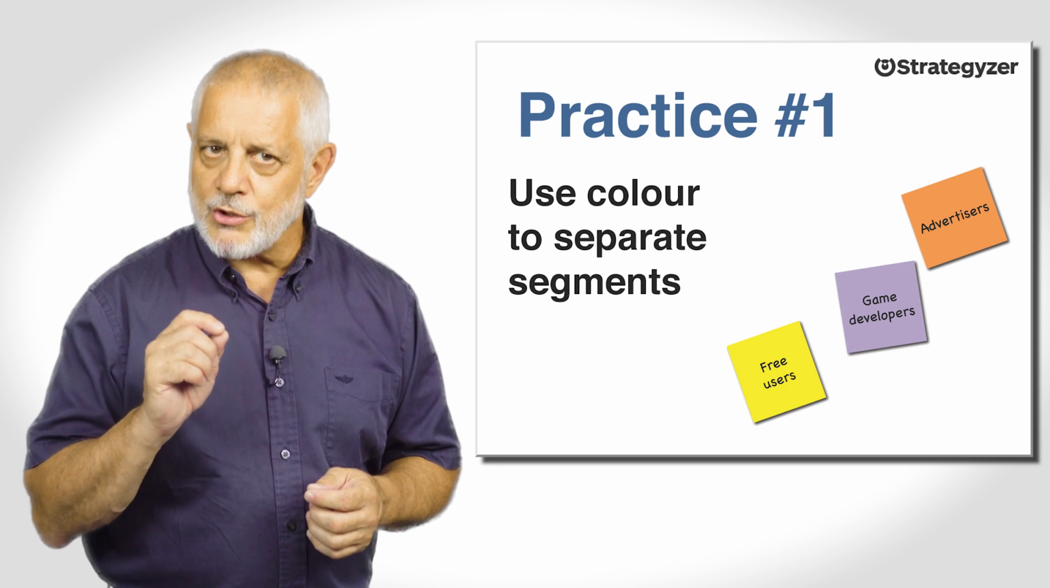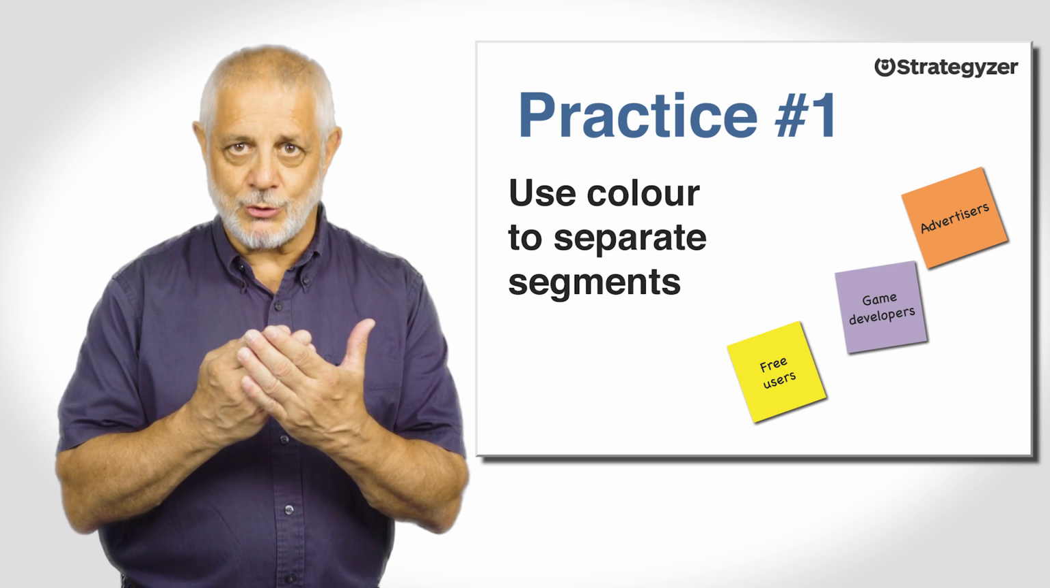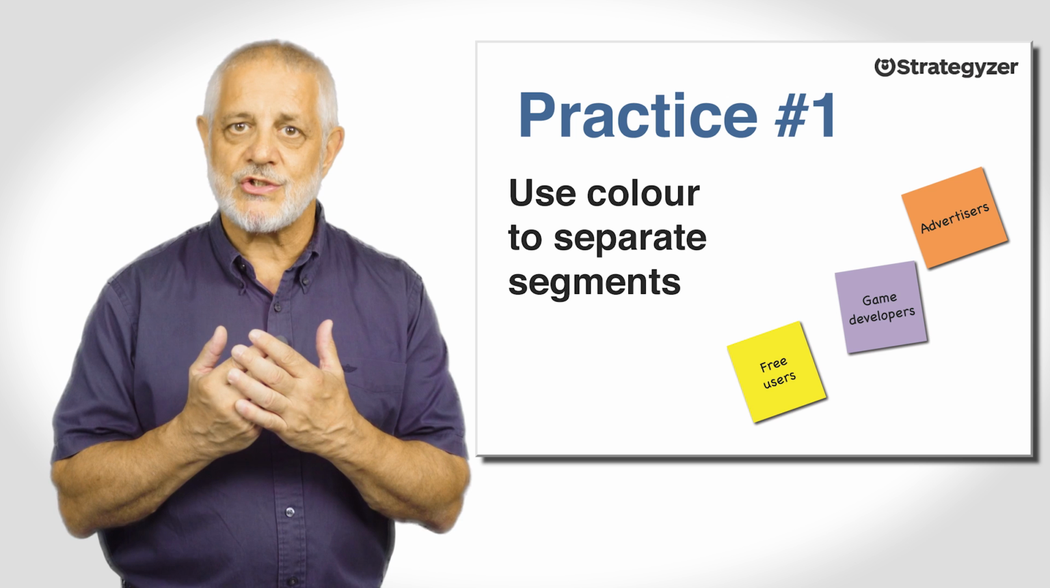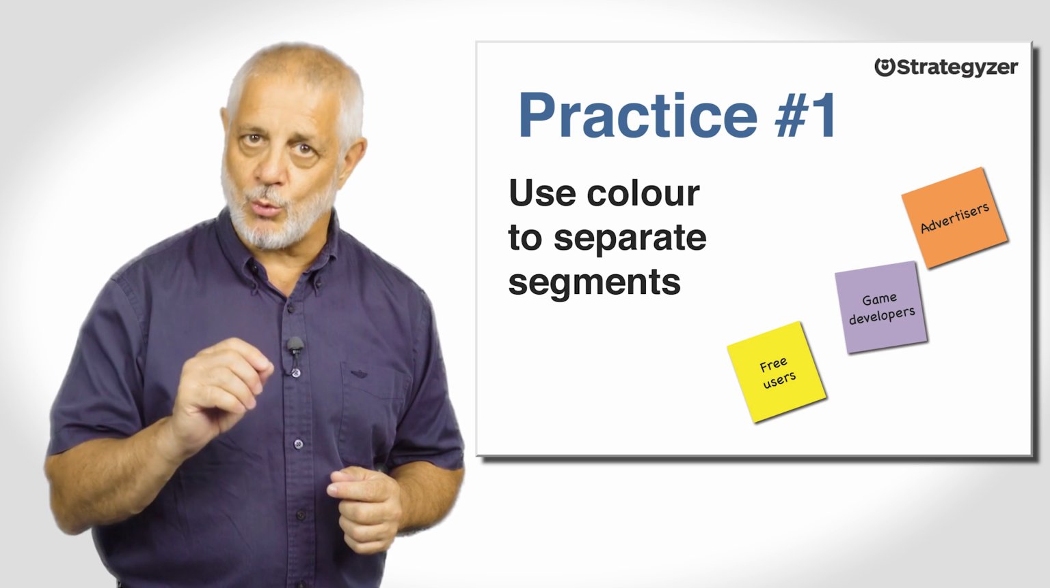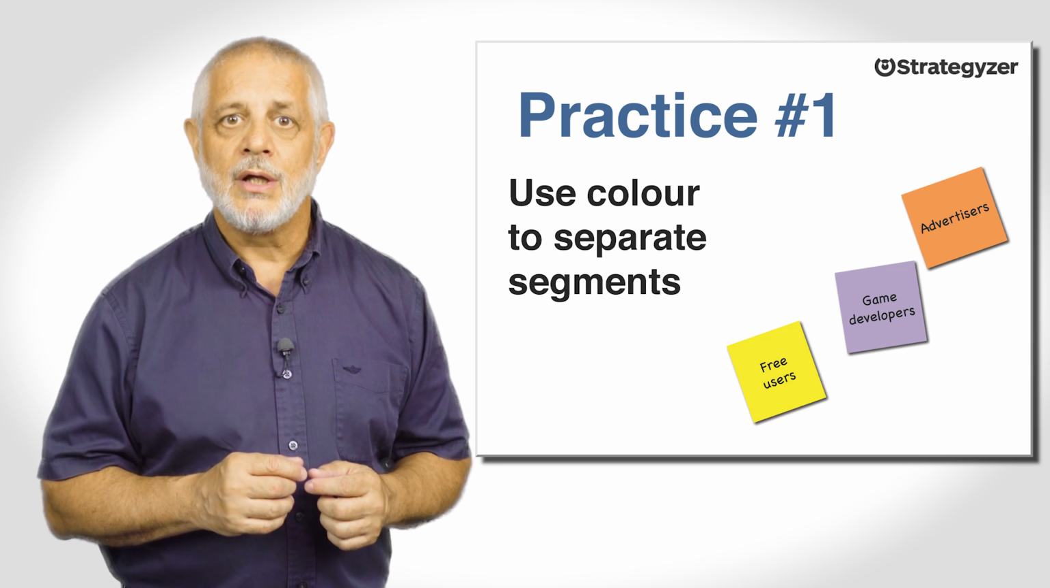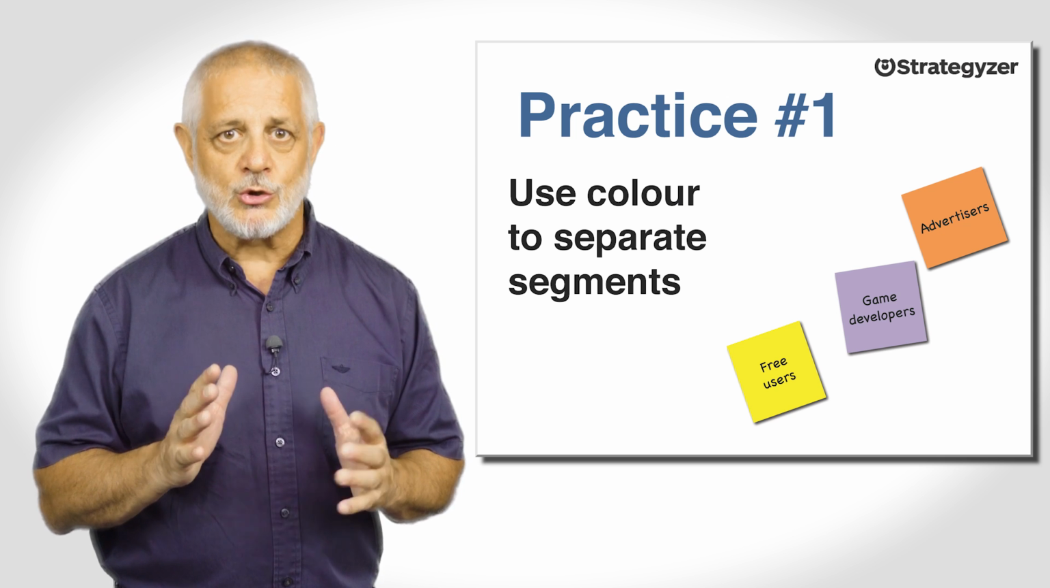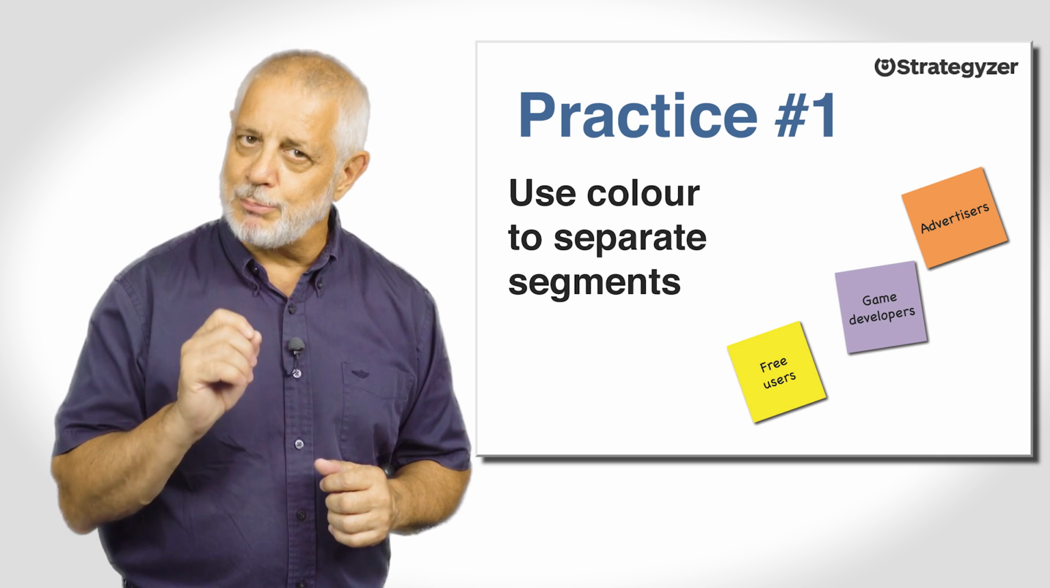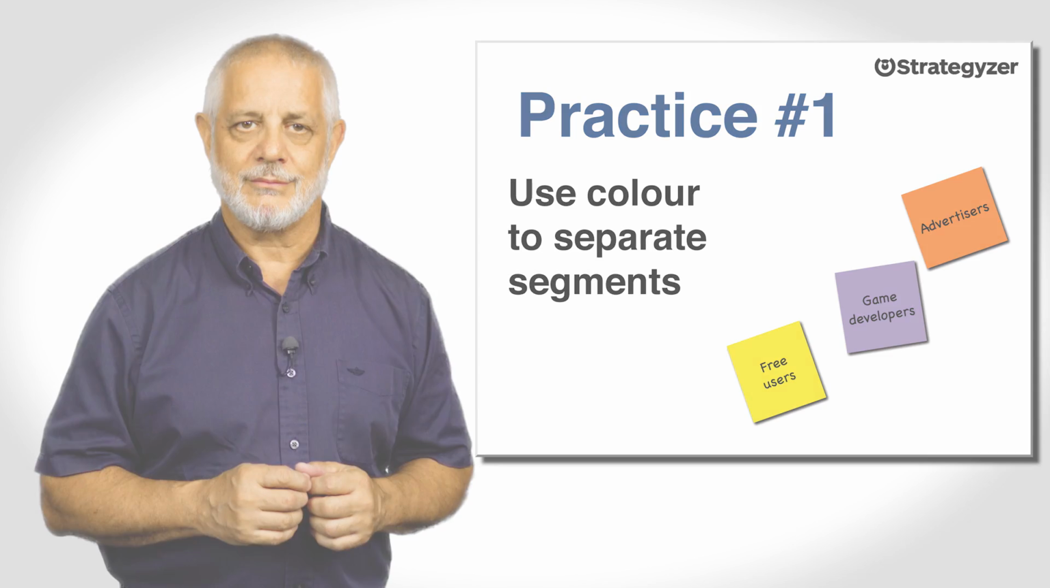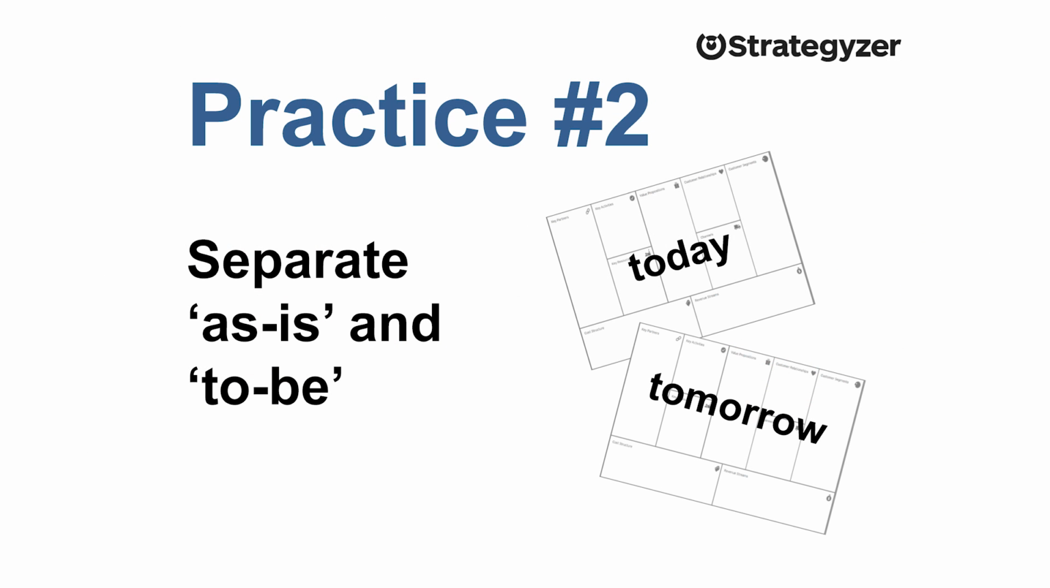Where an element applies to more than one segment, we overlap the 2 colors, and that practice allows us to see which parts of the model apply to more than one segment. Also, if you wish to break out each segment into its own canvas, you will have a complete picture for each segment. Practice 2, separating the as-is and the to-be.